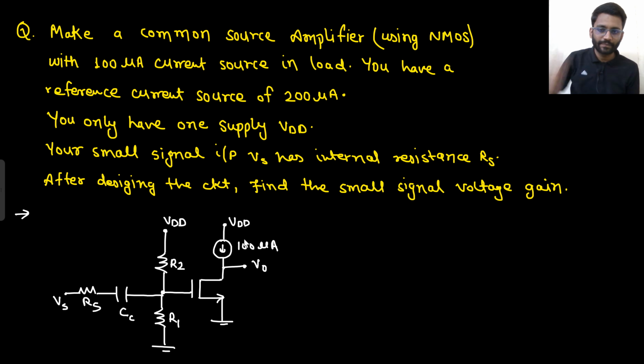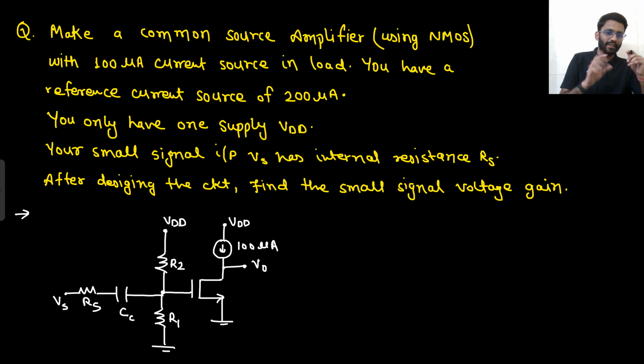Well and good. Now after designing the complete circuit, you have to find the small signal voltage gain. Now this is not the final design. Why is it not the final design? Because you have to design this 100 microampere current source. So how will you design that? Using a current mirror circuit. Are you getting this point?